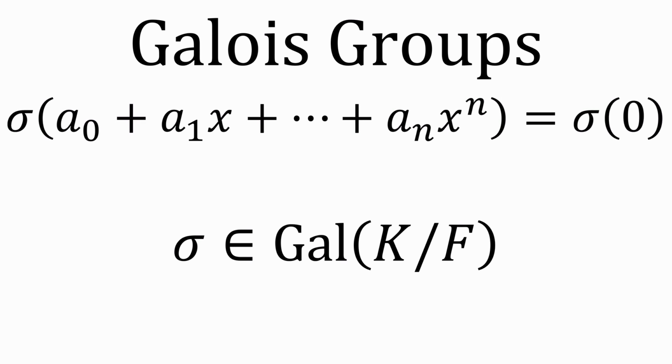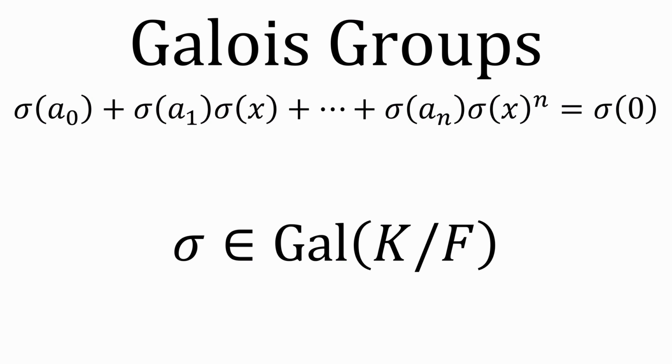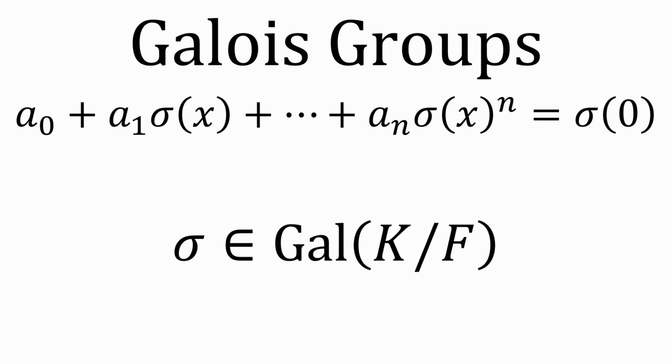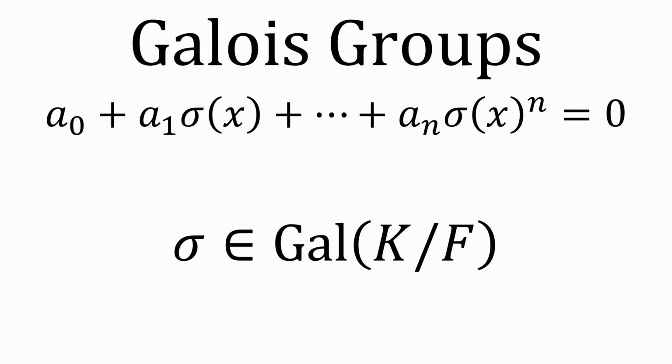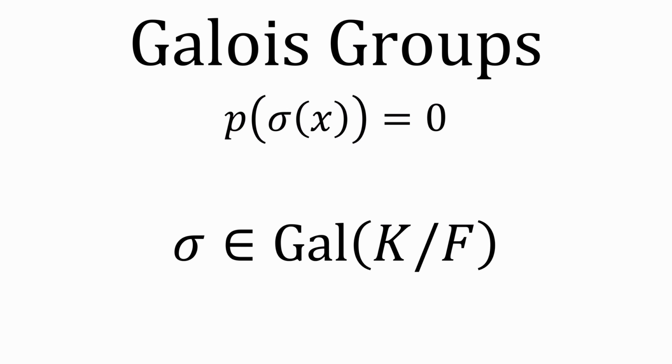We now use those two nice automorphism properties for sigma of A plus B and sigma of A times B. Finally, we define Galois groups so that the elements in the subfield, in this case that means the coefficients of the polynomial, map to themselves. Since 0 is an element of every field, 0 is in F, which means it is mapped to itself. Notice that the top equation is now the same as the original, but with sigma of X instead of X. This means that if X is a root, then so is sigma of X.